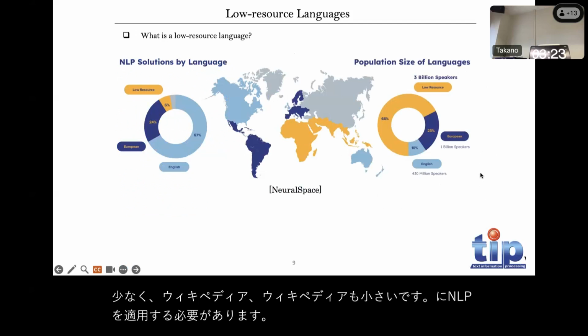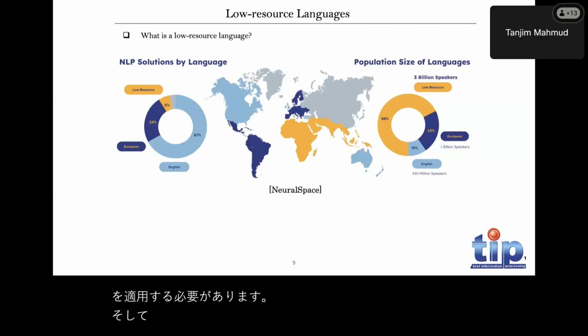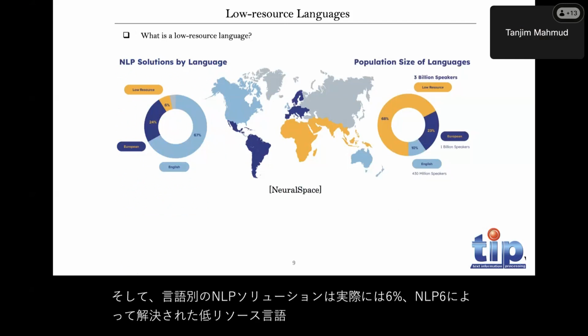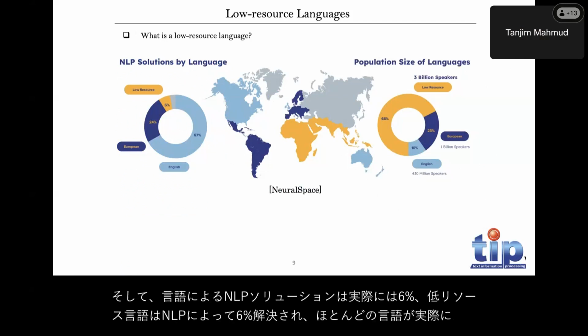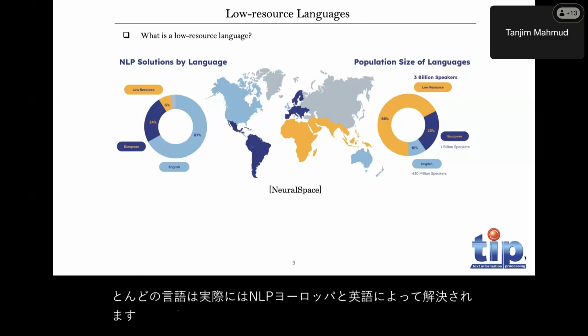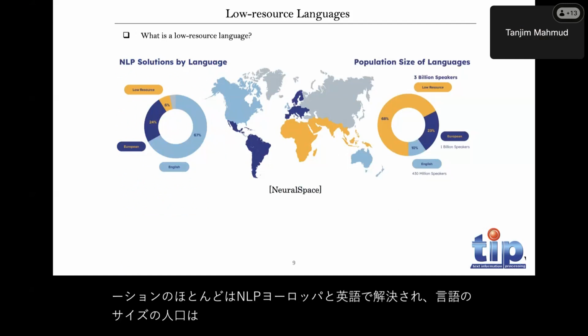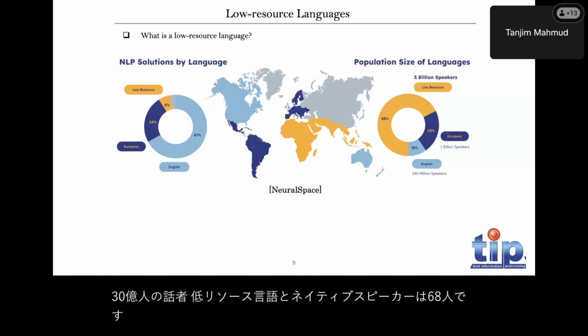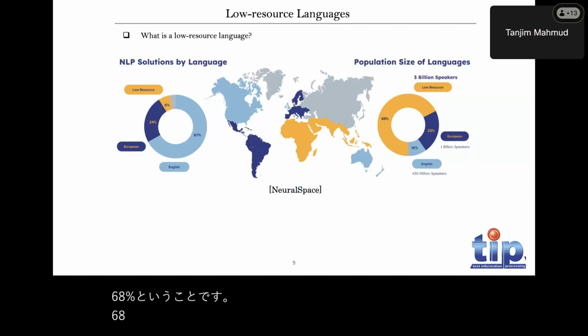And what is the NLP solution by language? Actually only 6% of low resource languages are solved by NLP. 6%, and most of the languages actually solved by NLP are European and English. And the population size of these languages: there are 3 billion speakers of low resource languages, native speakers. That is 68% of the population size in the world, and 10% is English, and 23% is European. So that's actually a great impact.